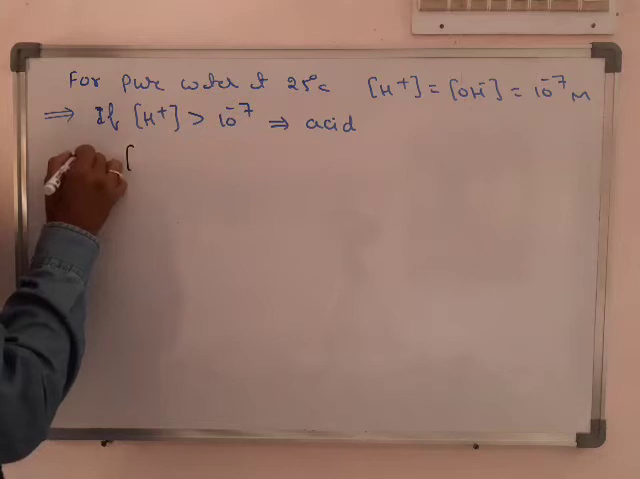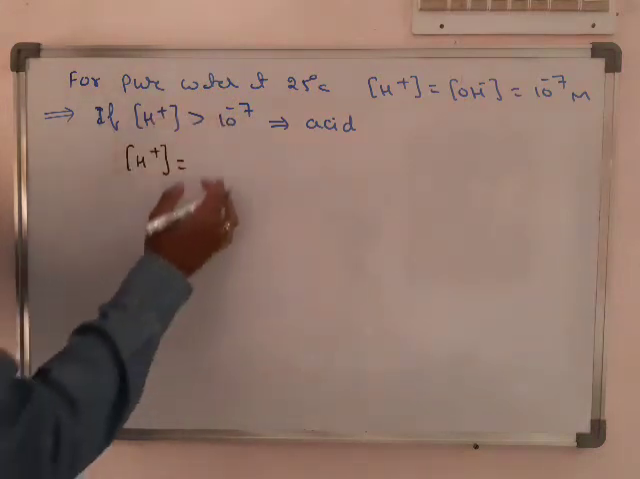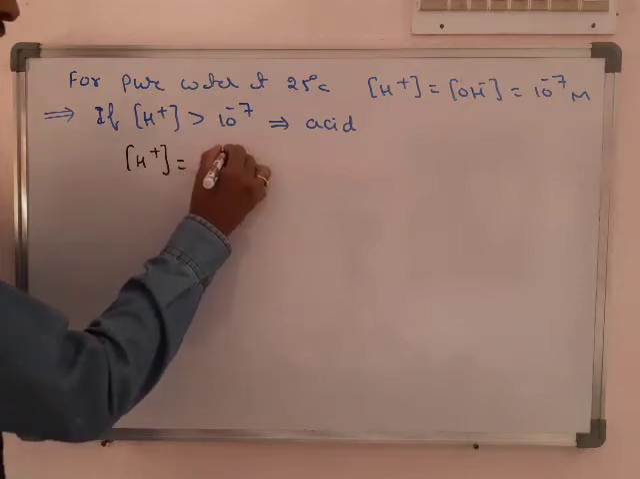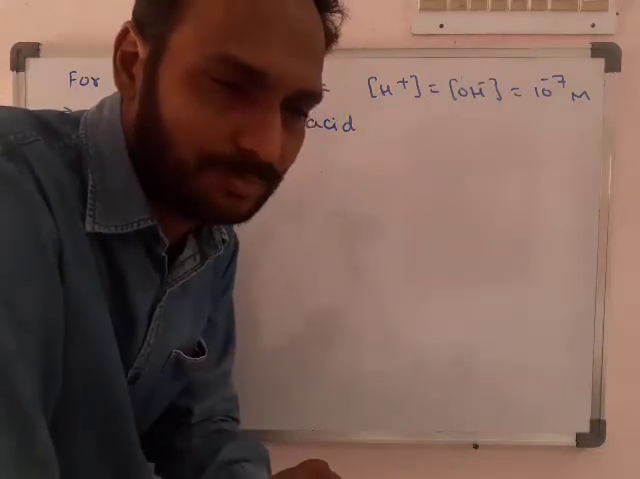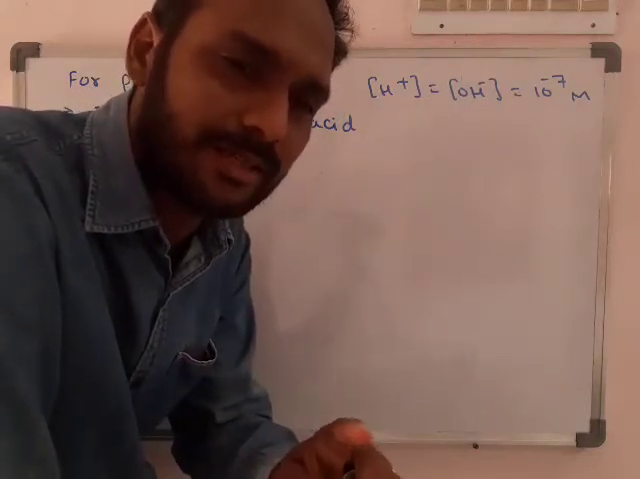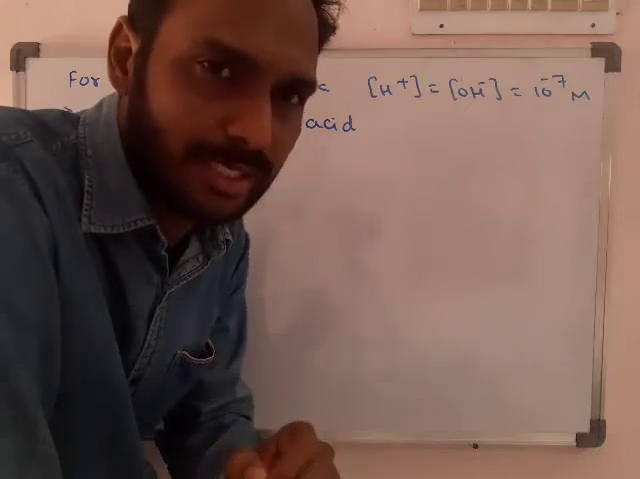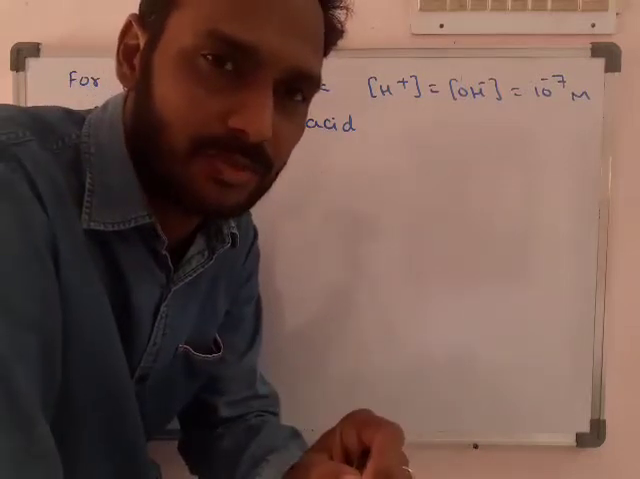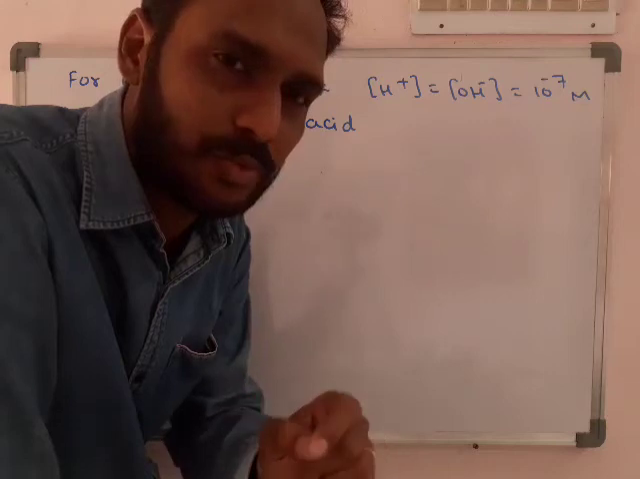So here we can say H+ greater than 10^-7 means 10^-6, even 10^-6.99 also. We are just taking integers for simple calculation; we are not taking fractions. Exactly 10^-7 is neutral, we know that, for pure water.